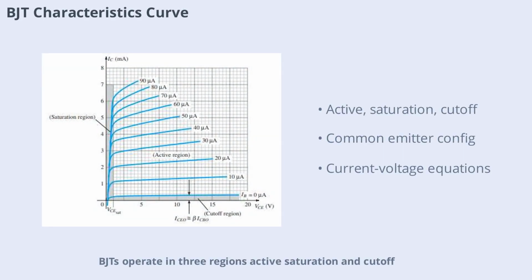BJTs operate in three regions: active, saturation, and cutoff. In the common emitter configuration, the input is base emitter and the output is emitter collector. The characteristics curve shows how the transistor behaves in each region, with equations defining current and voltage relationships. Understanding these curves is essential for designing amplifiers and ensuring reliable performance.